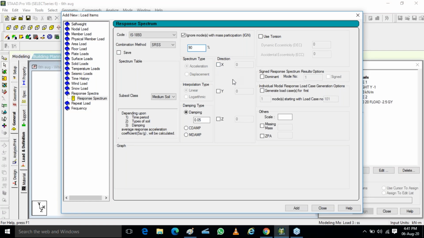Now, in which direction do you have to take your time period? In this, you have to put 5% as the damping ratio. In this, you have to put the value of Z by 2R. What is Z by 2R? According to X and Z, if I calculate Z by 2R, Z will be your zone factor, which is 0.36.